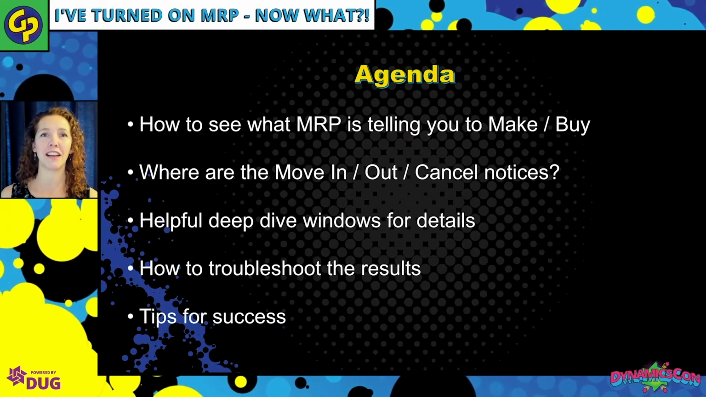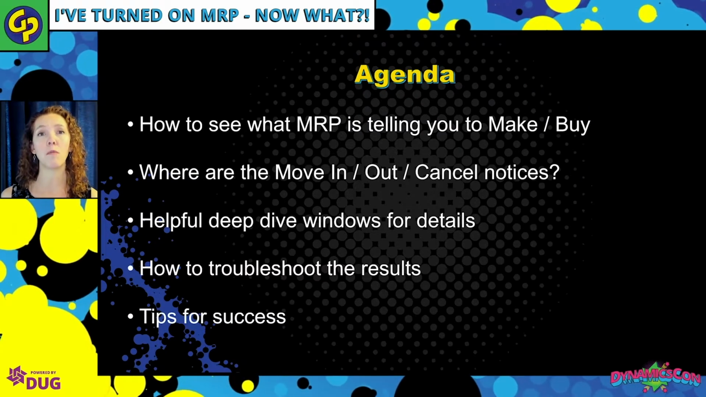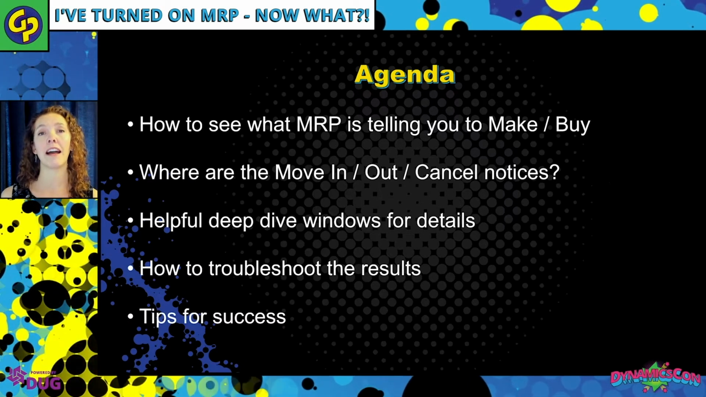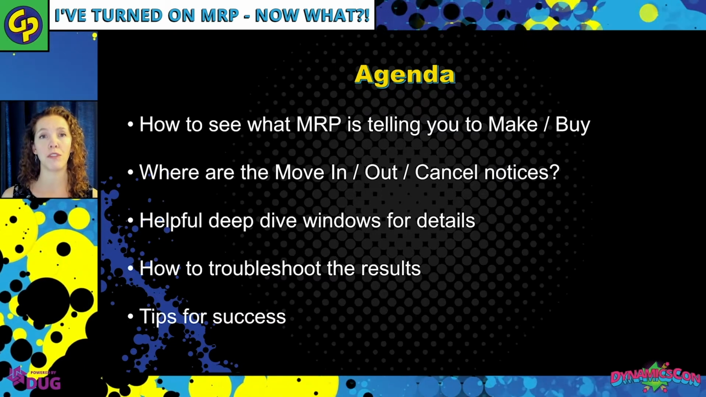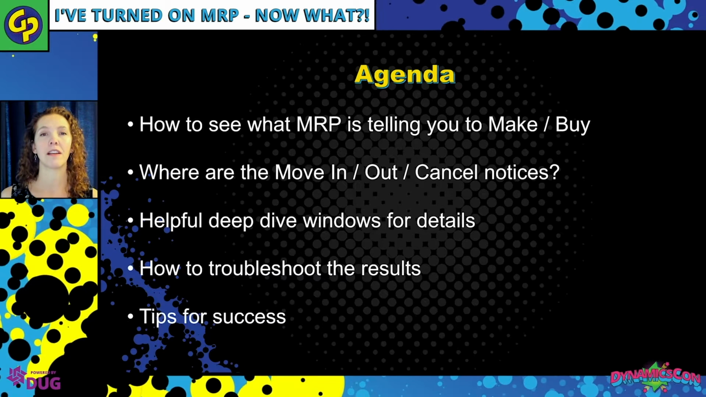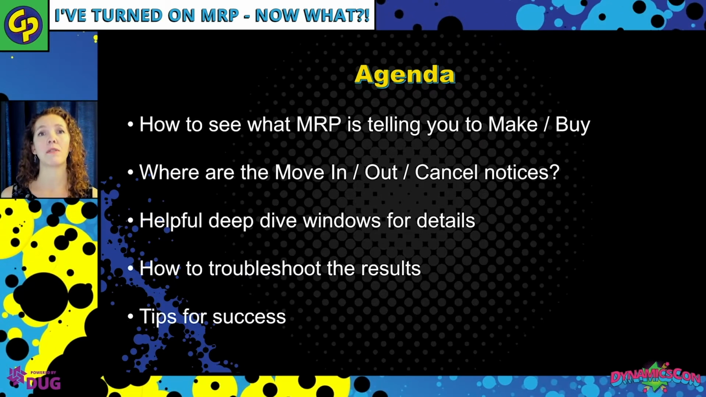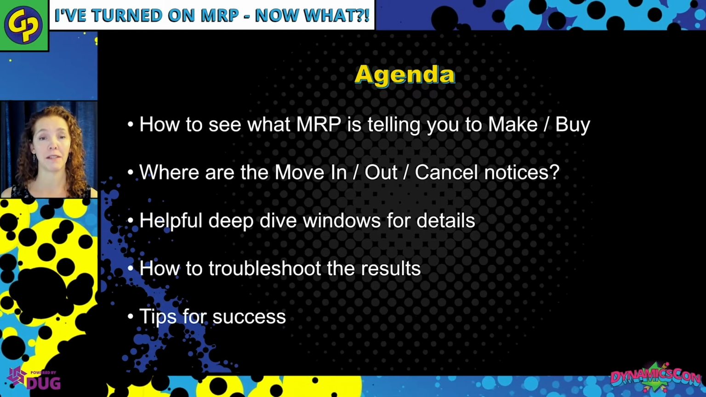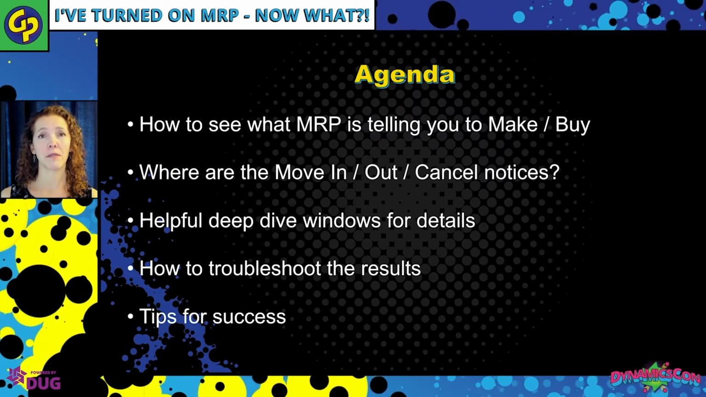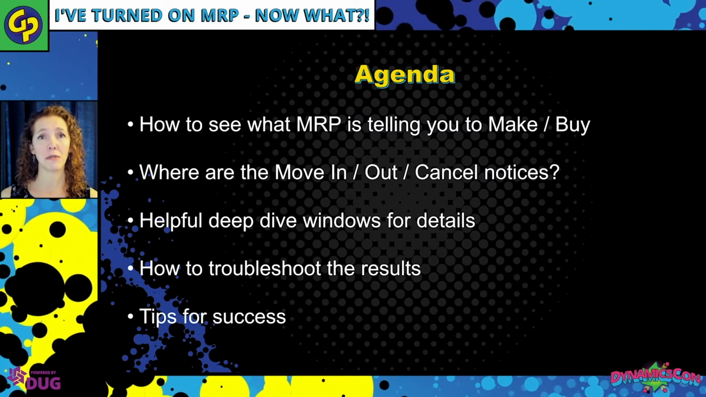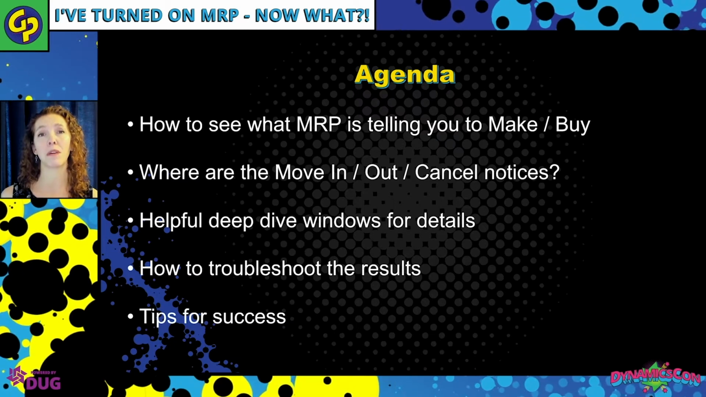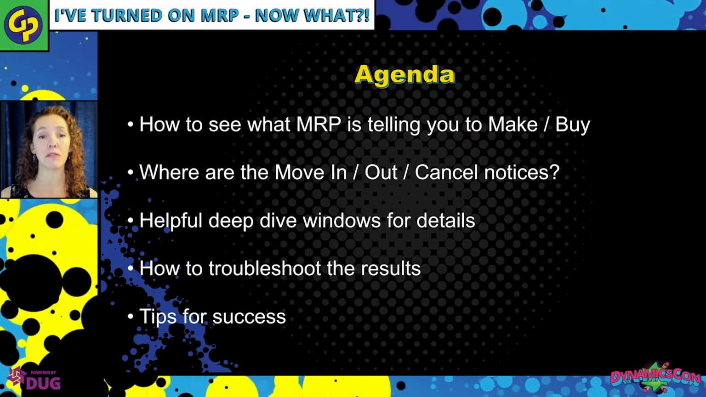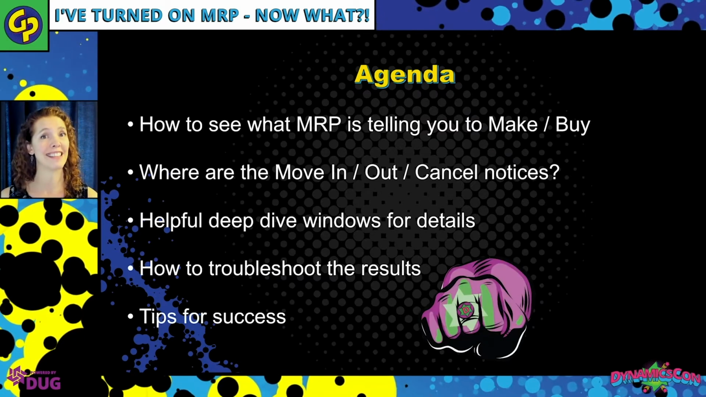Okay, so in our agenda, the first thing we're going to talk about is how to see what MRP is telling you to make and to buy. We're also going to look at how to see what the exceptions are. What are the move in, move out, and cancel suggestions? We're going to look at some deep dive windows to get more information about specific items and the relationships between supply and demand. Then we're going to troubleshoot the results. We're going to look at what different transactions are doing and how MRP interprets them. And then we're going to look at the master records and what kind of instructions they're giving to MRP. And then finally, and most important, I'm going to give you some tips for success.